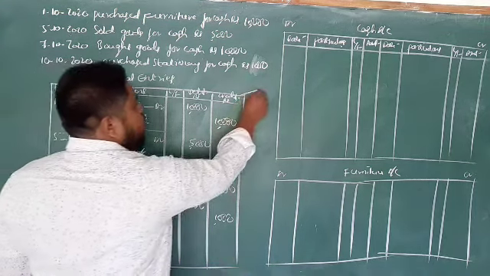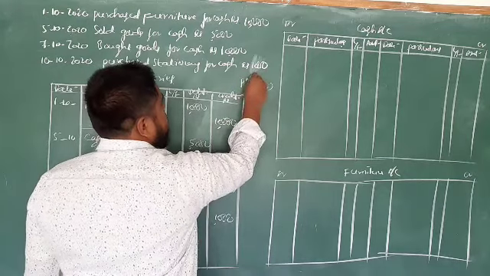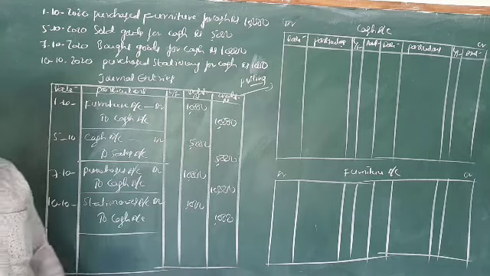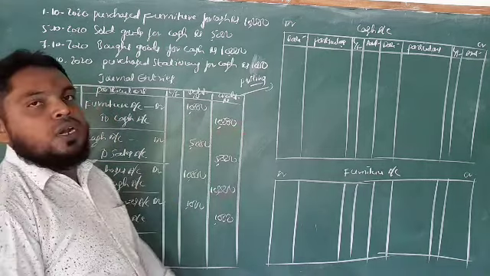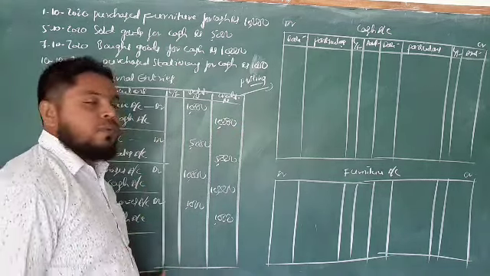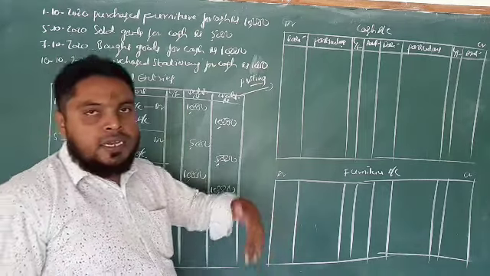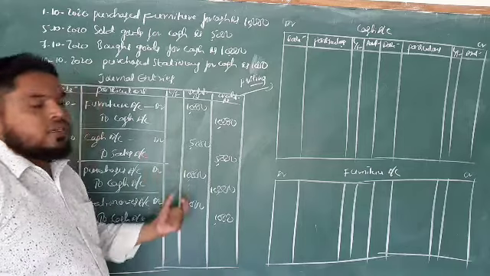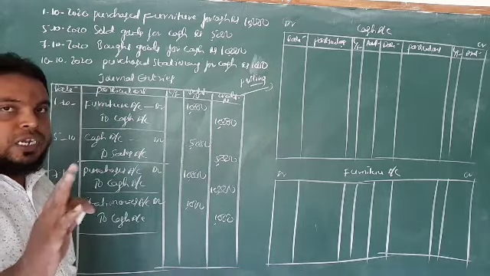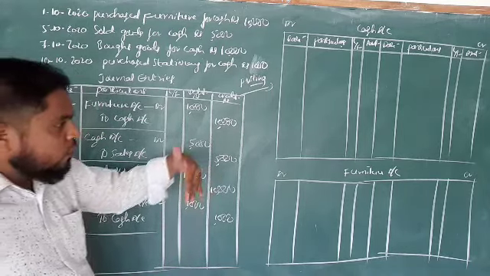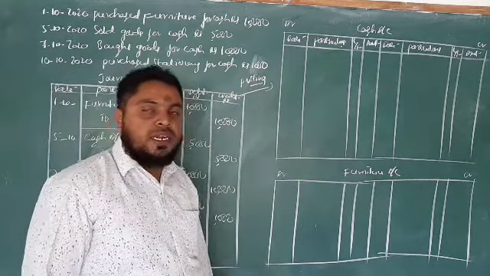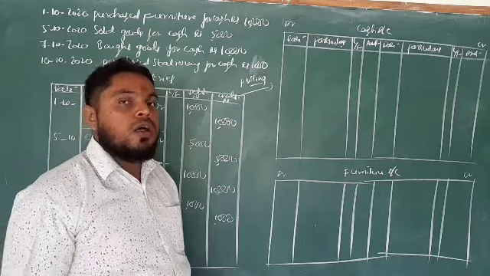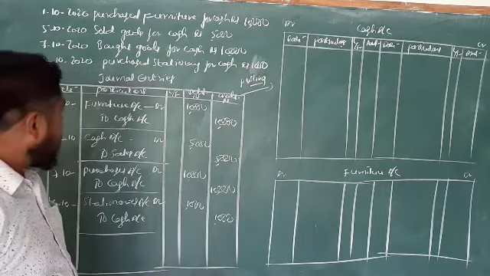Now we have to do posting, that is, transferring from journal to ledger. Journal is a primary book and ledger is a secondary book. In journal entries, you can't get the individual balance of a particular account. With the help of ledger accounts, we can ascertain the individual balance of a particular account or a person.